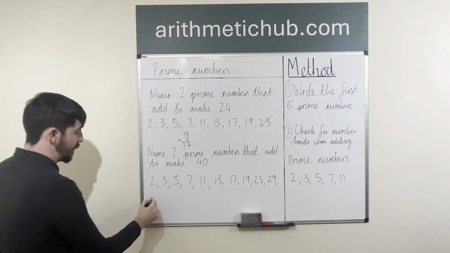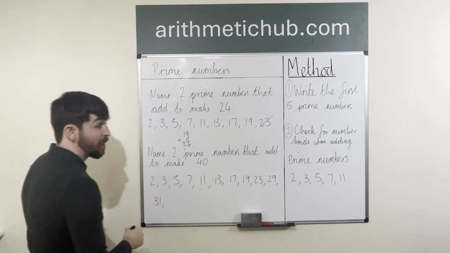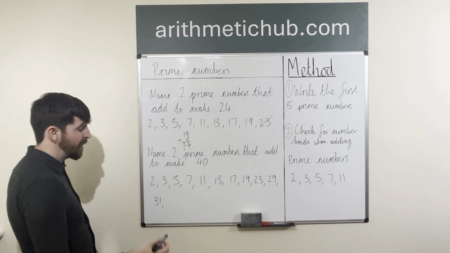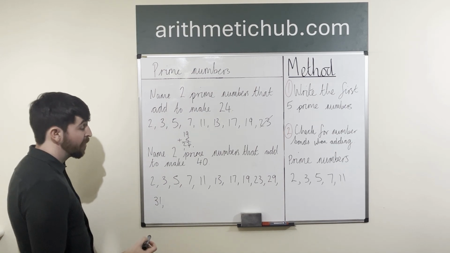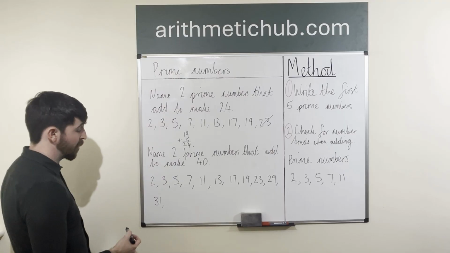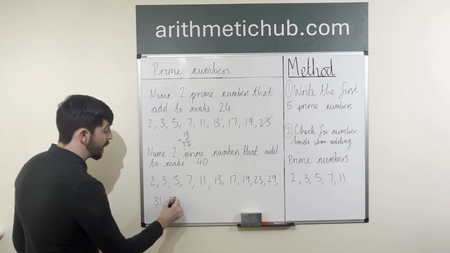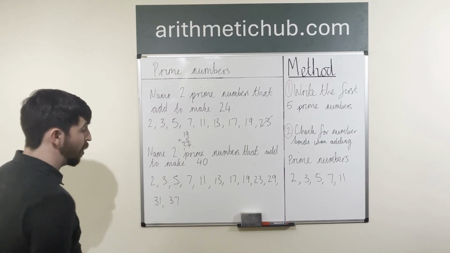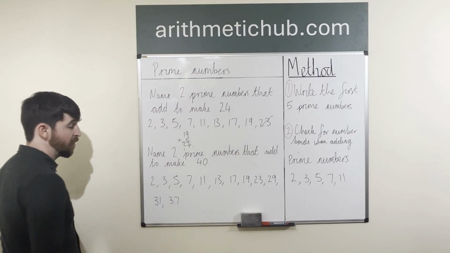30 isn't, it's even. 31 I could do. I'm not going to even mention the even numbers. If they're even, they're not going to be prime. 33, no, 11 times 3. 35, no, that's not going to work. It's in the 5 times tables. 37 is going to be prime. And then anything more than that is going to be past 40, isn't it? Okay, so that's not going to work.